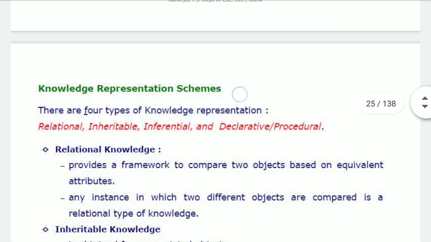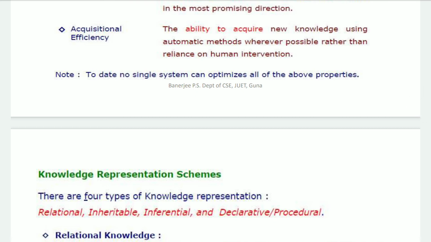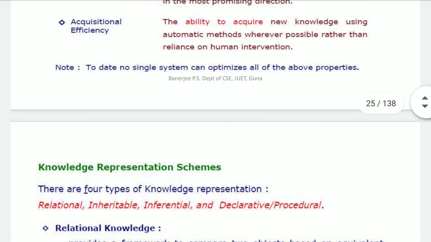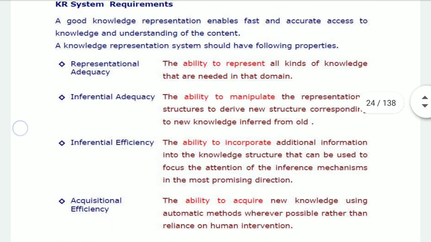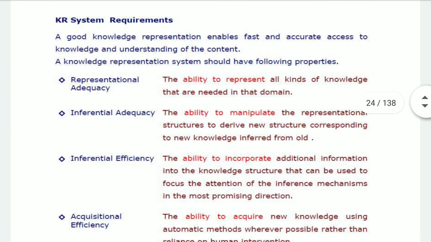There's a very nice note that has been given here. To date, no single system can optimize all the above properties. You cannot have such an ideal system which can single-handedly solve all these four, or can answer to all these four knowledge representation techniques, right?